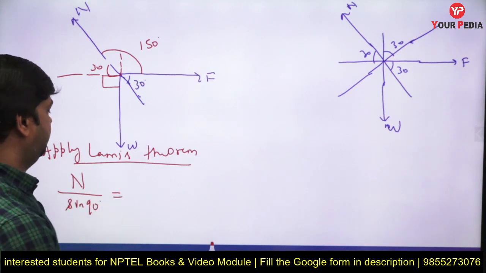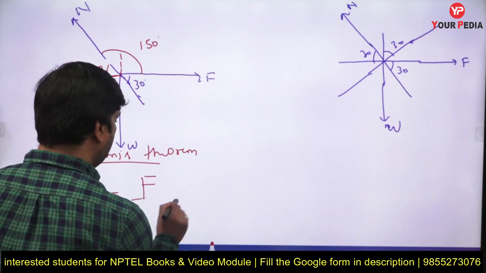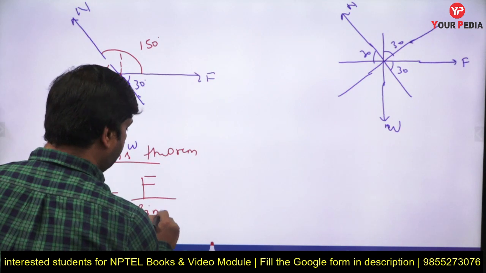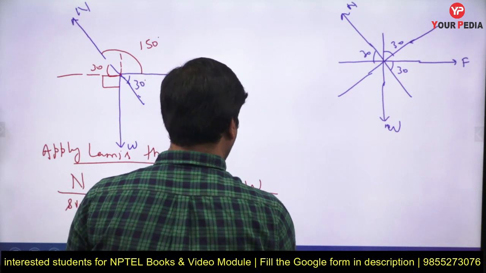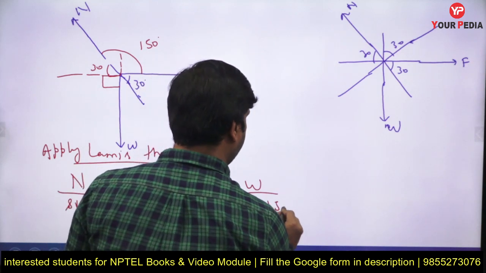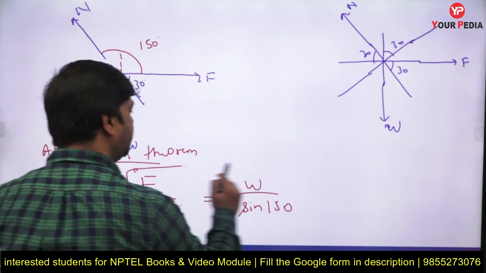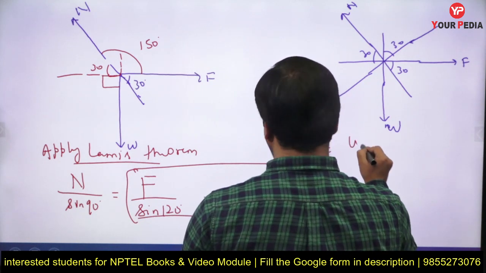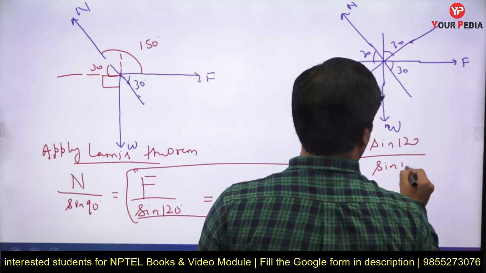And another one is F upon sine of the angle between the other two forces, that is N and W, how much is it? Sin of 120 degree. And the last one is W upon sine of the angle between the other two forces, that is sin 150. It is asking for the value of F in terms of W. So you just take these two only. So from here F equals W into sine 120 degree upon sine of 150 degree.